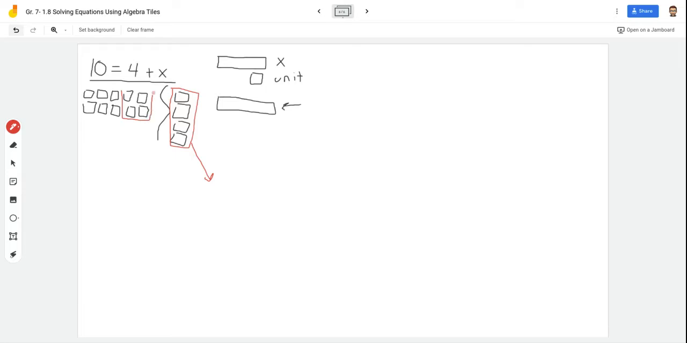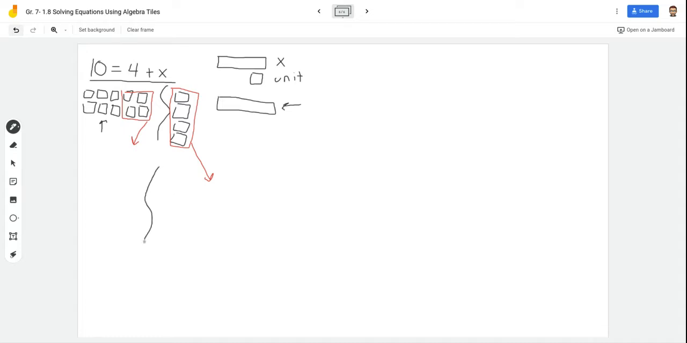So I have to remove these tiles. There's 4, so they're in a grouping of 4, and they also go into that algebraic void that we had talked about. Now I'm left with 1, 2, 3, 4, 5, 6 tiles, and I'm left with 1 X tile. What I need to do is group the remainder of the tiles right here so they match up with the X tile. So there's going to be one group.